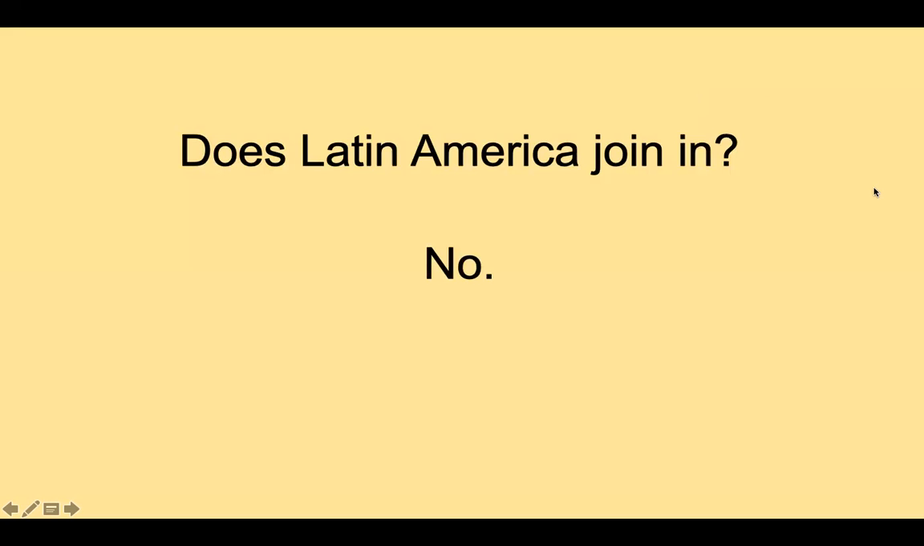So the answer is no. Latin America did not join in. And the rest of the story is really interesting. It's a story about ideas and interests. And it's about how the economy can transform politics, even when it's politics that transforms the economy in the first place.